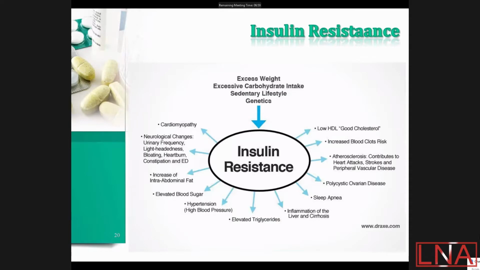Lifestyle also may influence this process, but insulin resistance might be the cause of different complications: cardiomyopathy, increase of intra-abdominal fat, hypertension, inflammation of the liver and cirrhosis, increased blood clot risk, atherosclerosis, and other things.